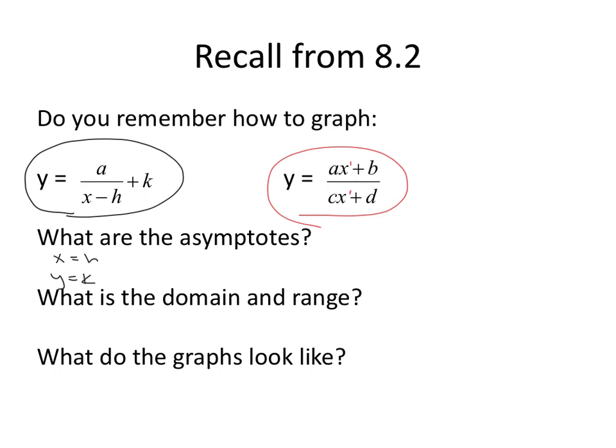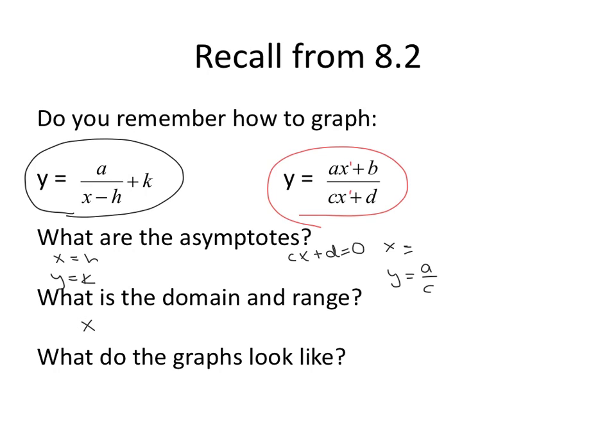The second equation over here, remember that you have to set the denominator equal to 0, solve for x, and that will be our vertical asymptote. And then for the horizontal asymptote, remember that it's equal to the leading coefficient on top divided by the leading coefficient on bottom. What is the domain and range?